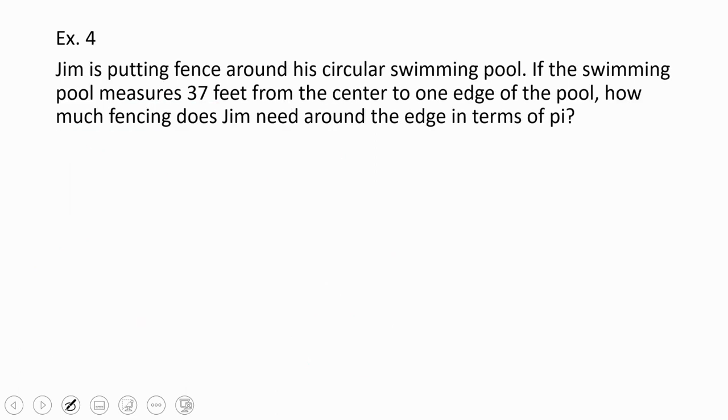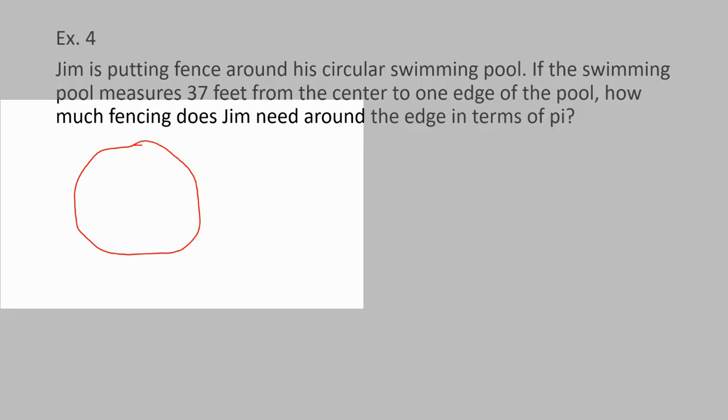Example 4. Jim is putting fence around his circular swimming pool. If the swimming pool measures 37 feet from the center to one edge, how much fencing does he need to put around the edge? So here we have Jim's swimming pool, and it says it measures 37 feet from the center.